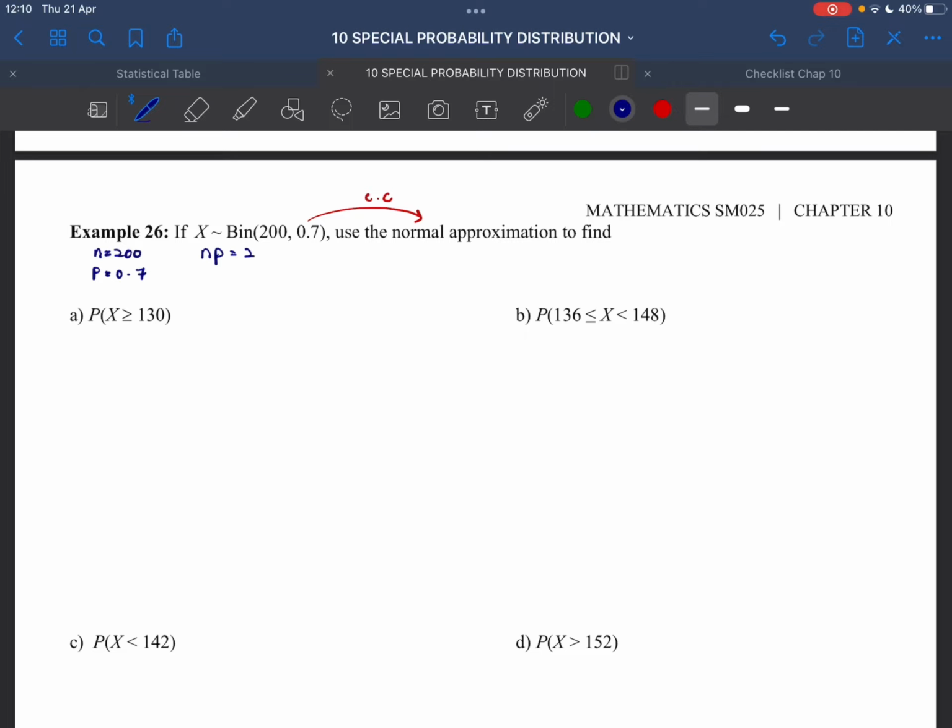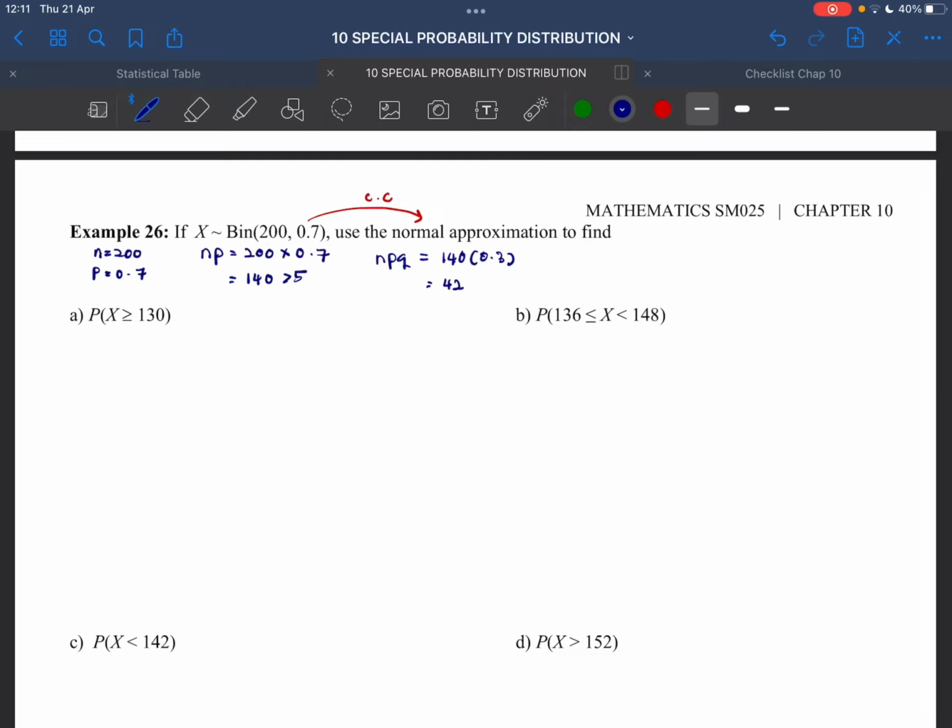If we multiply 200 by 0.7, we have 140, which is greater than or equal to 5. So you know that you have to do normal approximation. Let's find our npq. So npq is simply 140 multiplied by 0.3. So here our variance is 42.